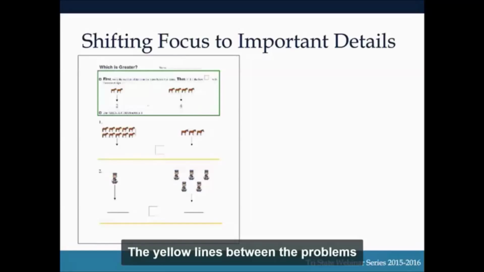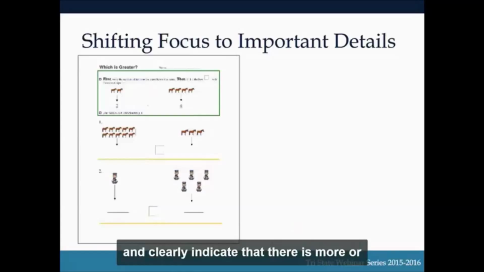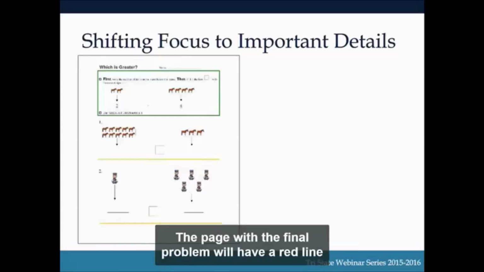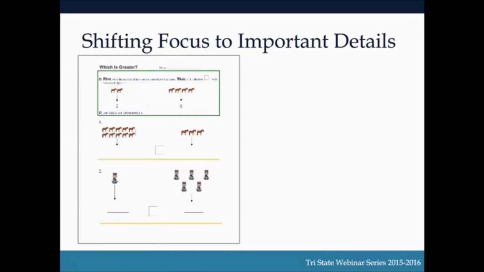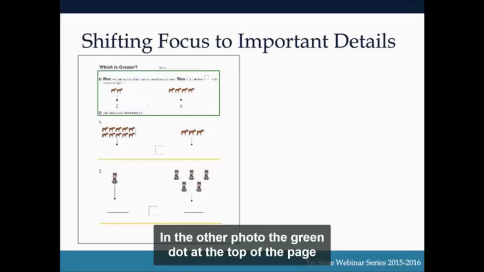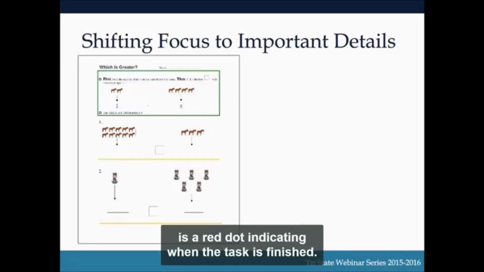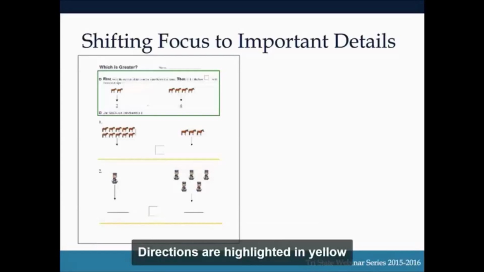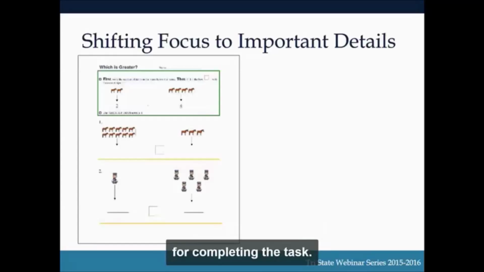The yellow lines between the problems visually separate one problem from the other and clearly indicate that there's more or to continue on to the next problem. The page with the final problem will have a red line at the bottom which indicates that the student is finished with the task. In the other photo, the green dot at the top of the page indicates where the student is to start the task. At the bottom of the page, out of the picture, is a red dot indicating when the task is finished.